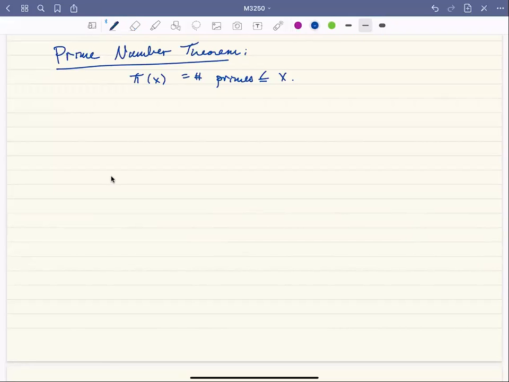This short video is to talk about the prime number theorem. The prime number theorem talks about how many primes there are up to some value. So how many primes are there less than a million, how many primes less than a trillion, and so on.